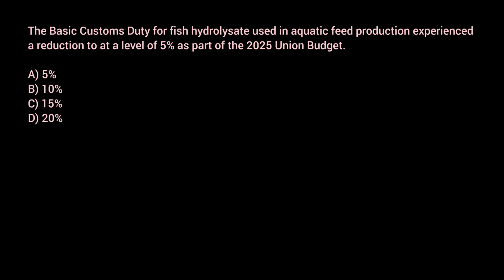The basic customs duty for fish hydrolyzed used in aquatic feed production was reduced to what level as part of the 2025 Union Budget? 5%. Here, the correct option is option A, that is 5%.